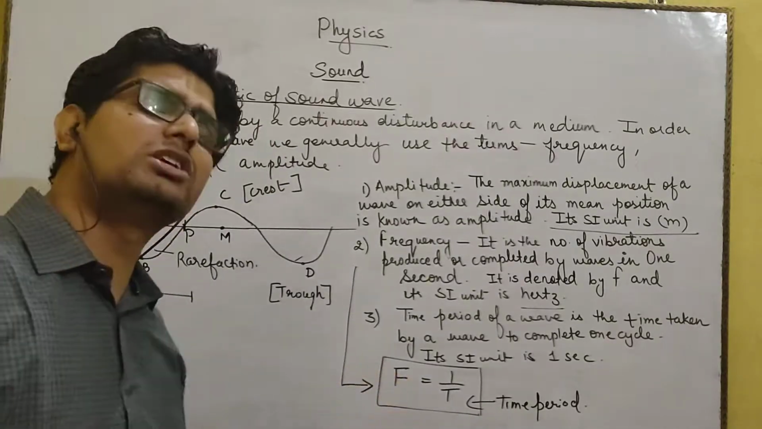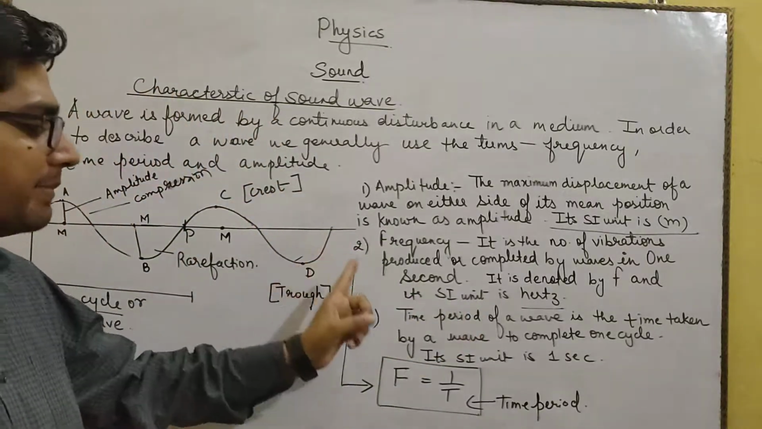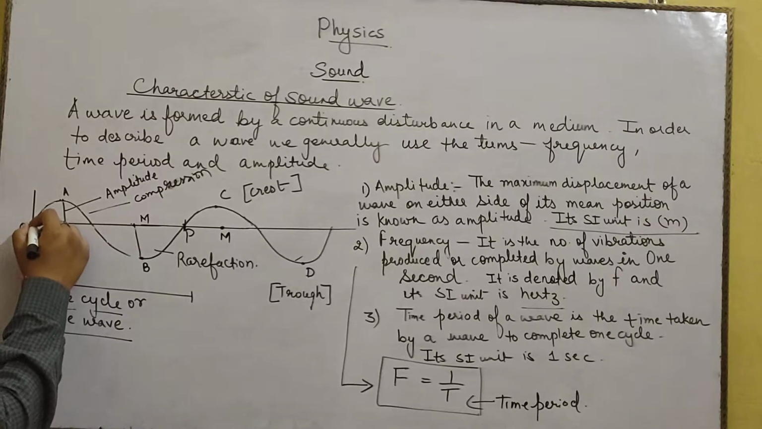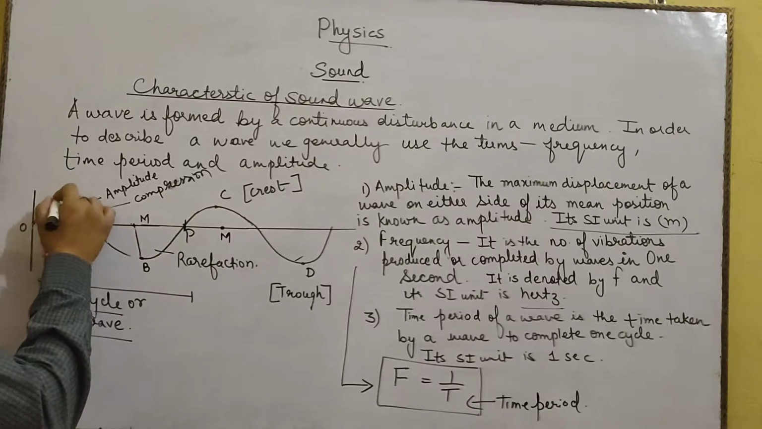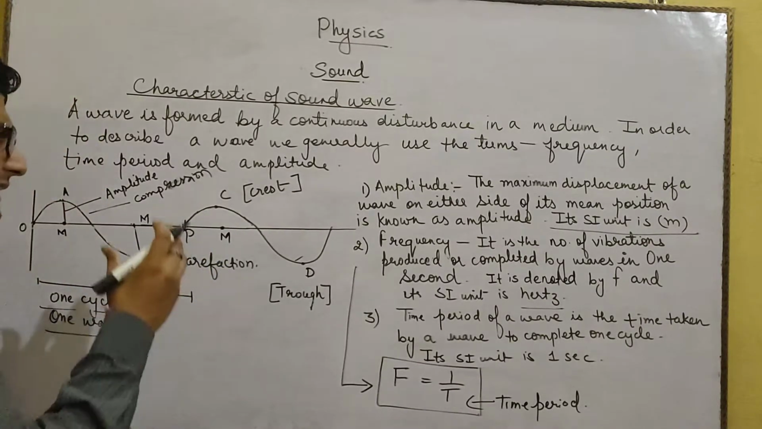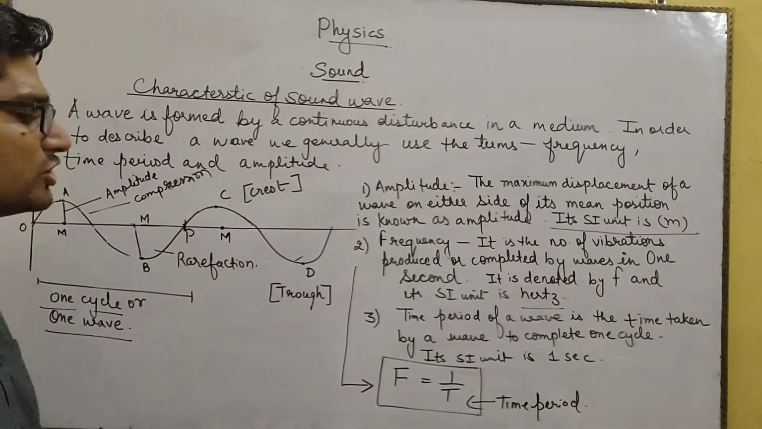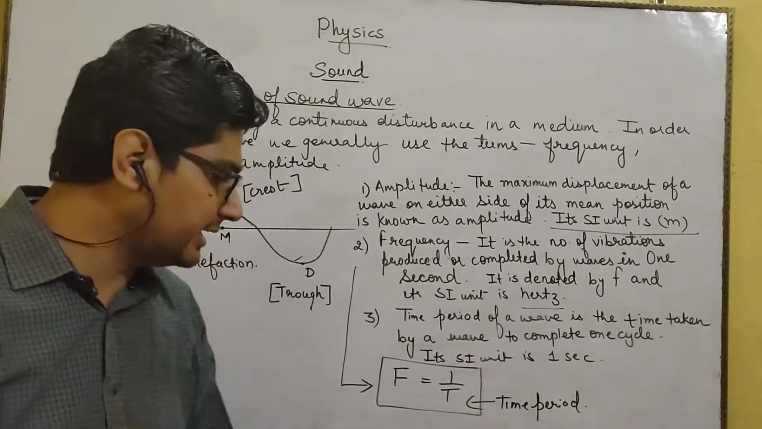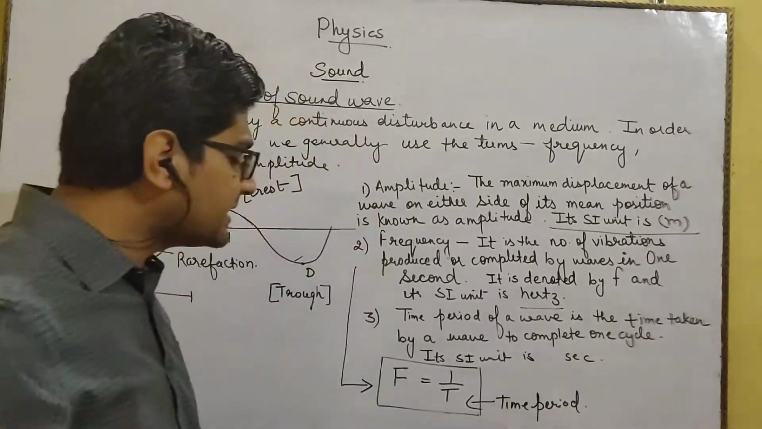Now the next term is time period. The time period of a wave is the time taken by a wave to complete 1 cycle. Like suppose from here the wave has started and it has completed 1 cycle till here. So when completing this 1 cycle, it has consumed some time. The time taken by this wave to complete 1 cycle is known as time period. It is denoted by capital T, and its SI unit is second. Not 1 second actually, it is second.